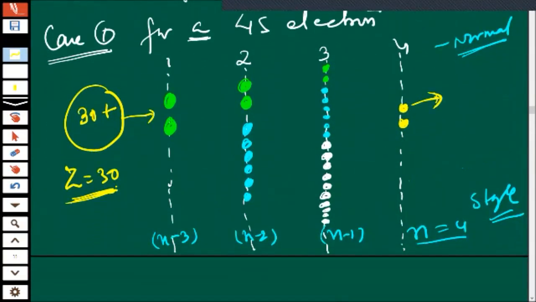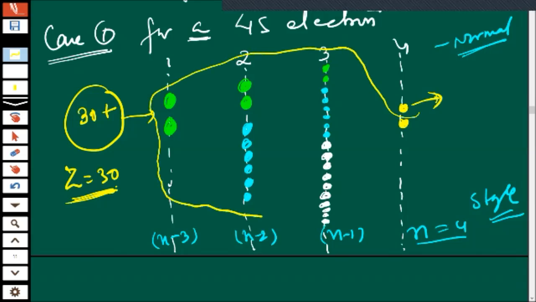So how many electrons start protecting this electron? All the remaining electrons. These are all the remaining 29 electrons. Out of 30, 29 will start protecting.